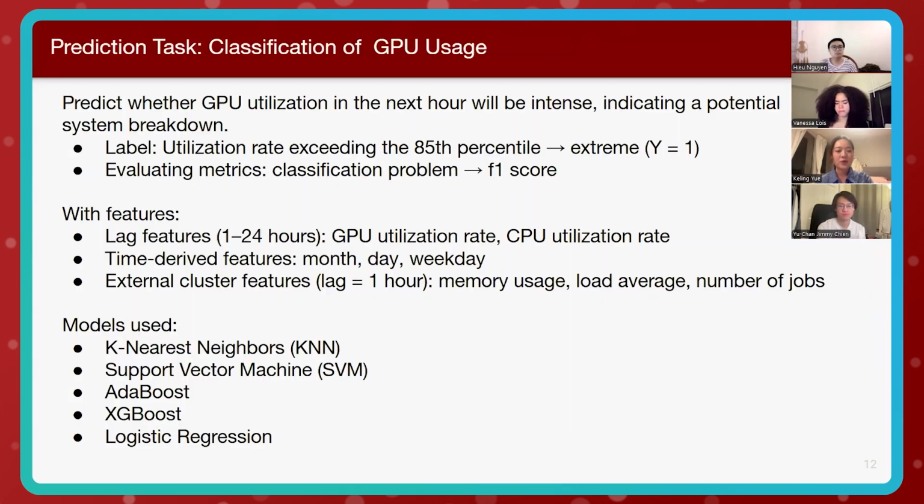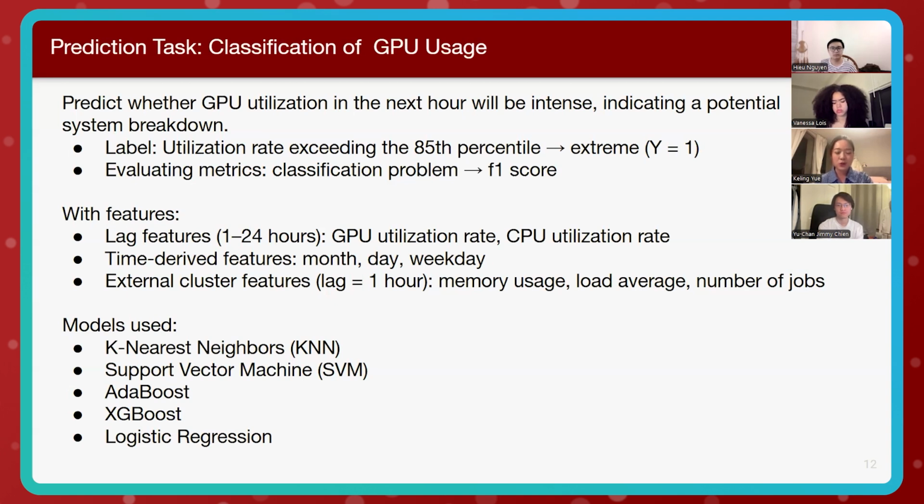Okay, so to summarize the previous slides: our goal is to predict whether GPU utilization in the next hour will become intense. So we define extreme utilization as exceeding the 84th percentile of historical GPU usage. To classify future usage of GPU, we evaluate model performance using the F1 score, which balances precision and recall, and which is particularly important in our case given the imbalance in extreme events.